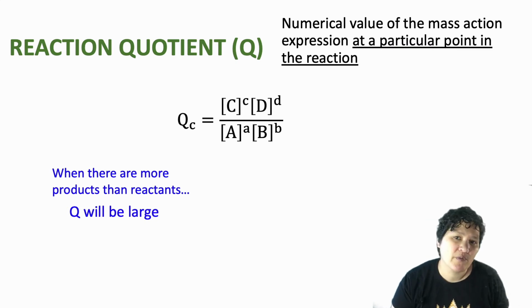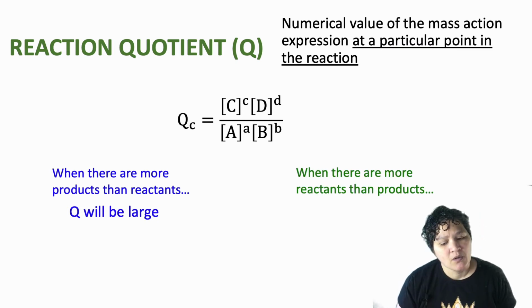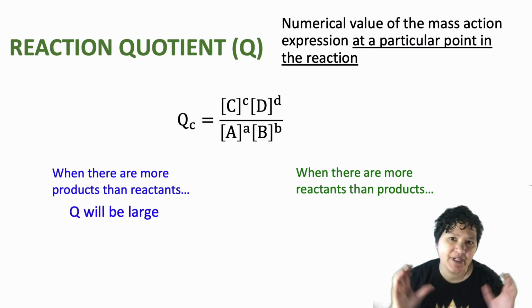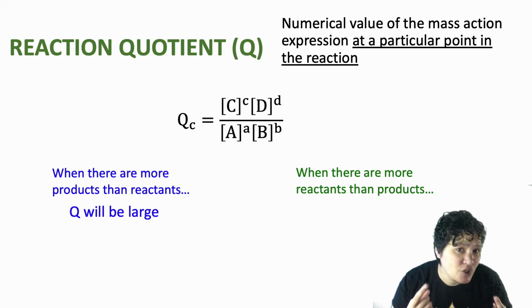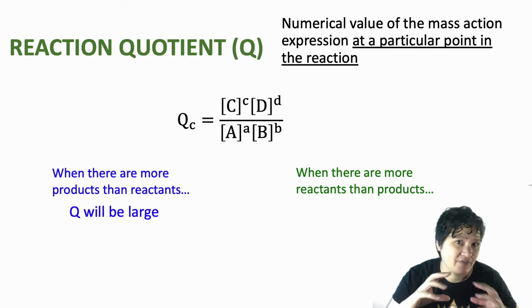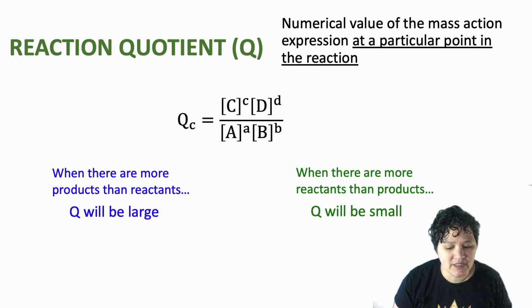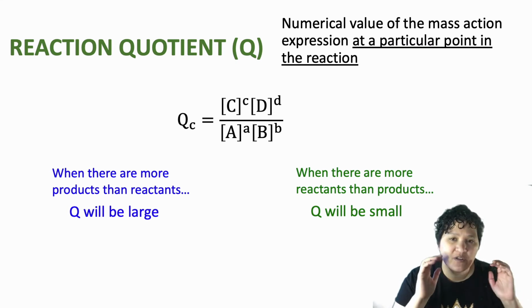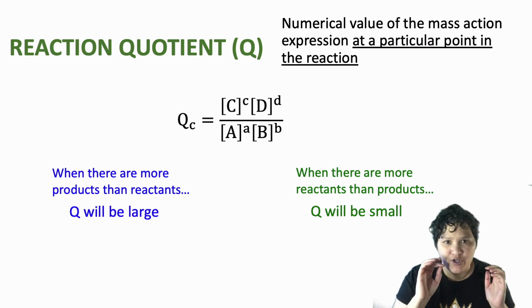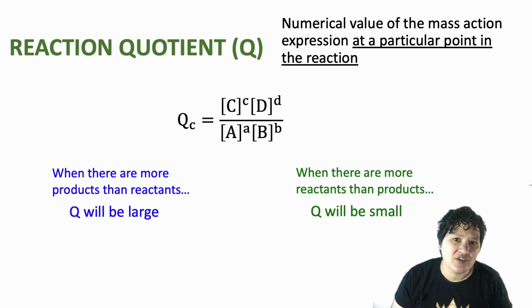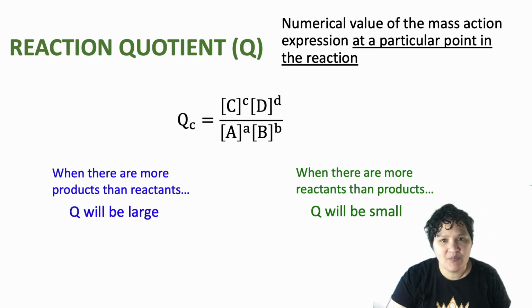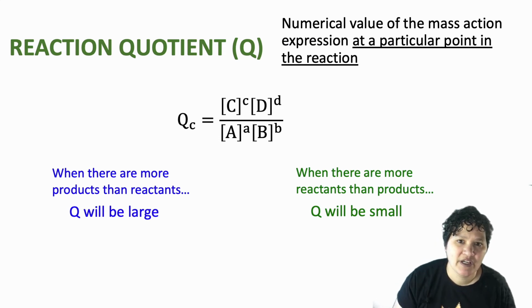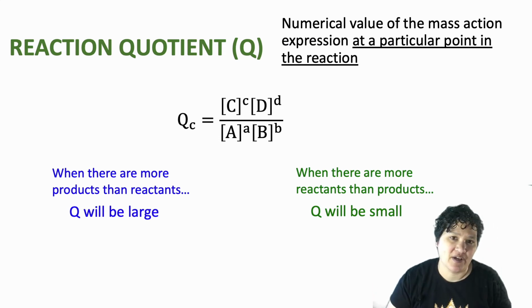What happens if you have more reactants than products? Well, then you're going to have big numbers on the bottom of your fraction, and tiny numbers up above in the numerator, so you're going to have a tiny number divided by a big number, and you're going to get a really small number. So looking at how large your reaction quotient is tells you whether you have more products or more reactants. The bigger the number, the more products you have, and the smaller the number, the fewer products you have.